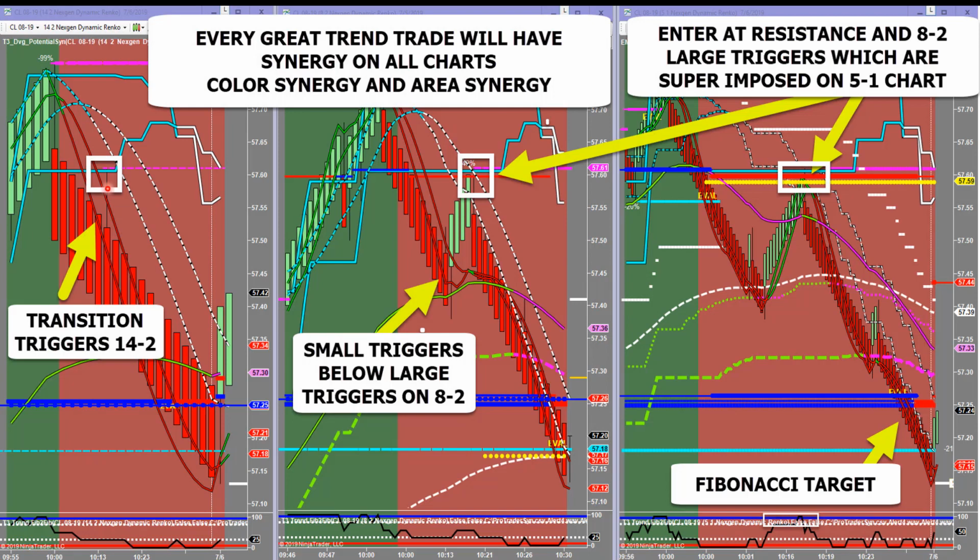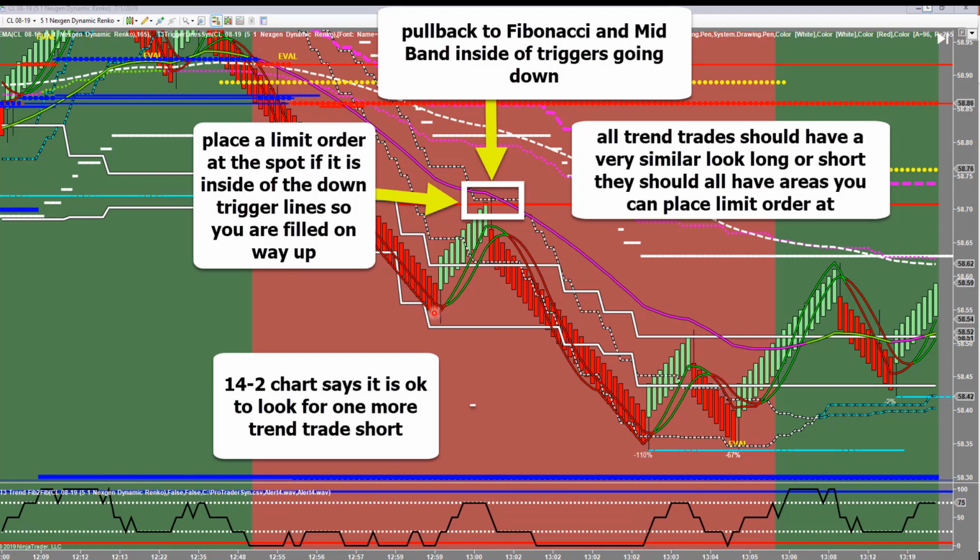And if you don't have this synergy, you just don't do a trade. You just sit and wait for it, and it will line up every single day, day in and day out. You will see this is again, just a 5-1 chart, but every single trade that you do will look the same. You're going to be able to place a limit order at fibs and mid bands and triggers that you'll be going short when the market's going up and then getting paid when the market goes down. And again, you're going to have losing trades. The idea is to build this synergy between all charts so everything points to one area. And it's absolutely the right look on all three charts.